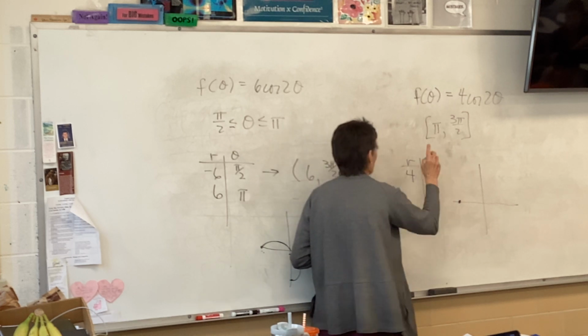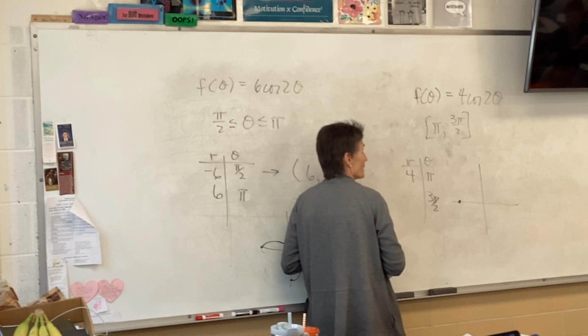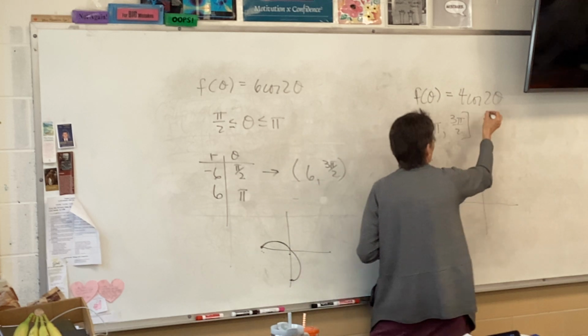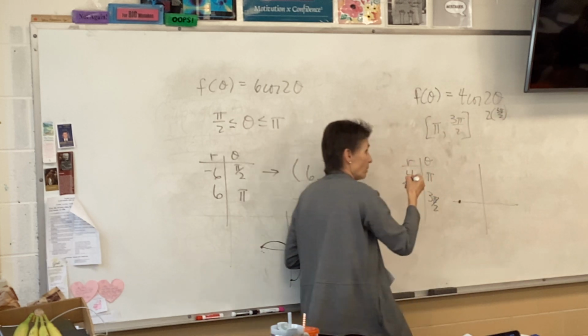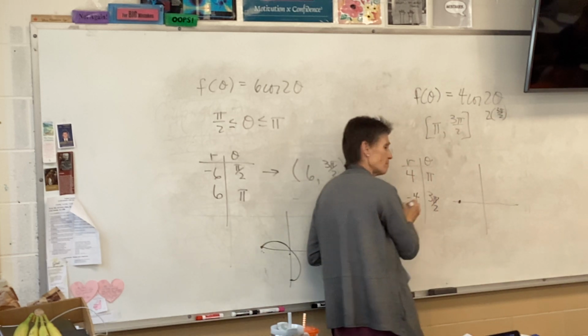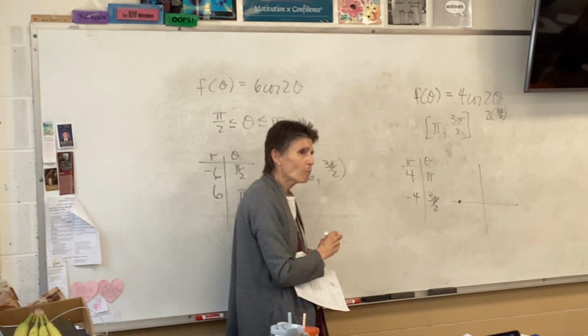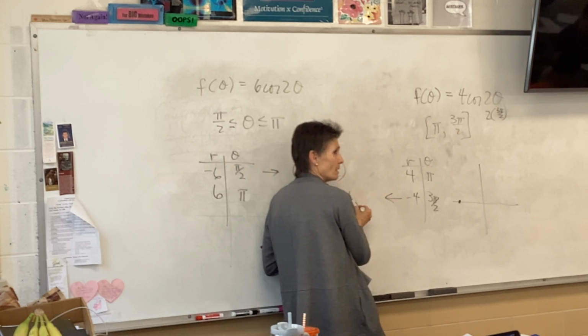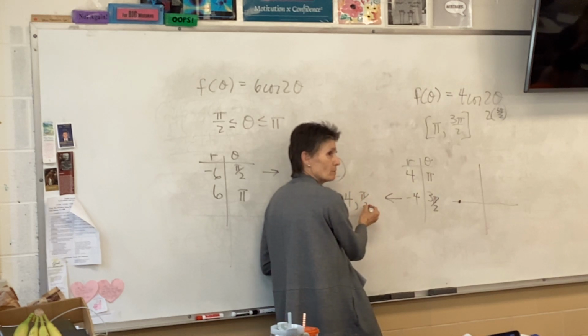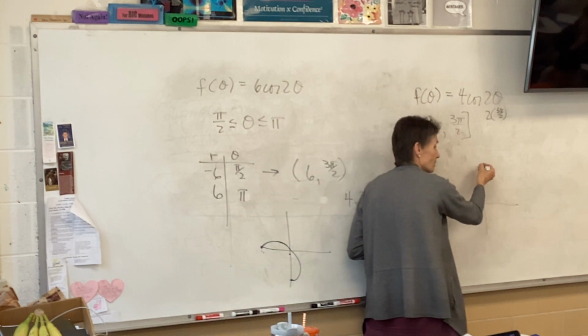Or 3 pi over 2. I'm sorry, 3 pi over 2. What do I get when I plug that in? I get 3 pi, so I get negative 4. Yes. So where is that point getting plotted? At 4 comma pi over 2, which is up here.